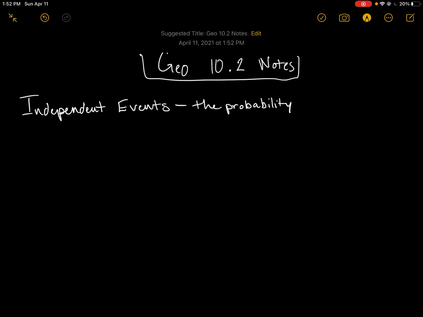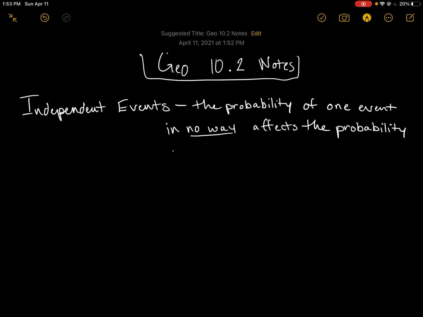We define these as the probability of one event in no way affects the probability of the second event.